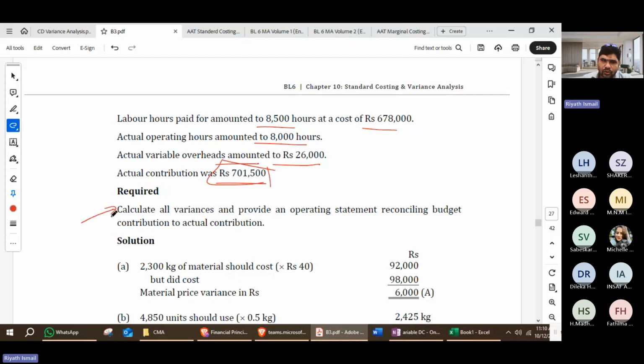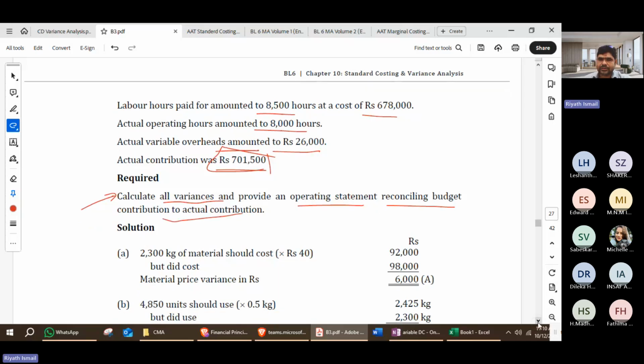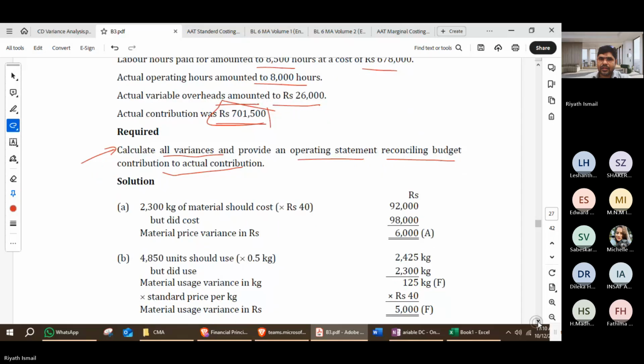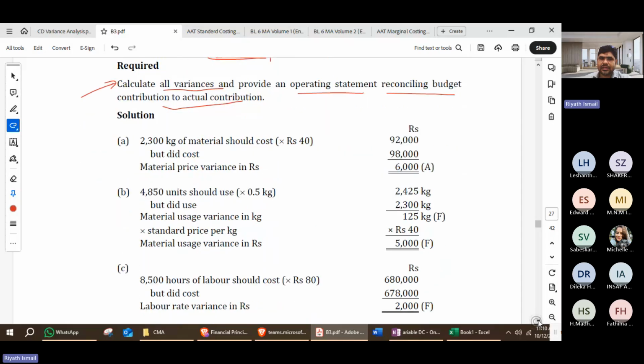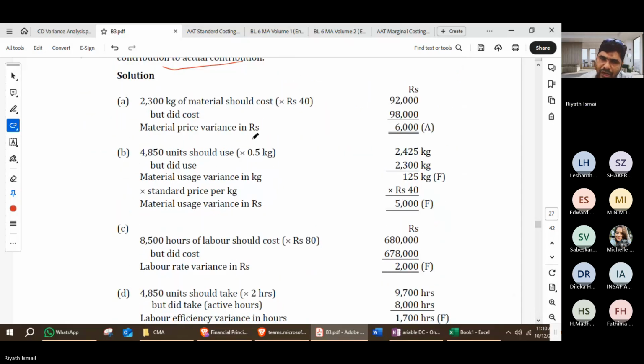Then calculate all variances and provide an operating statement reconciling budget contribution to actual contribution. This is the question. Yeah. This is the calculation to calculate material price variance.